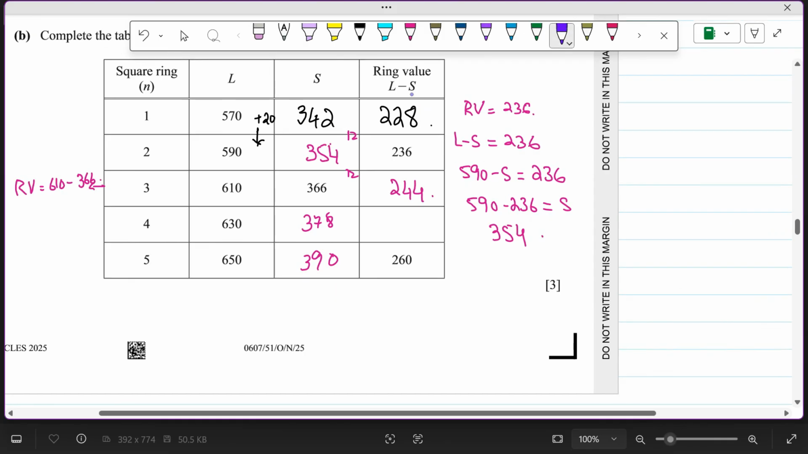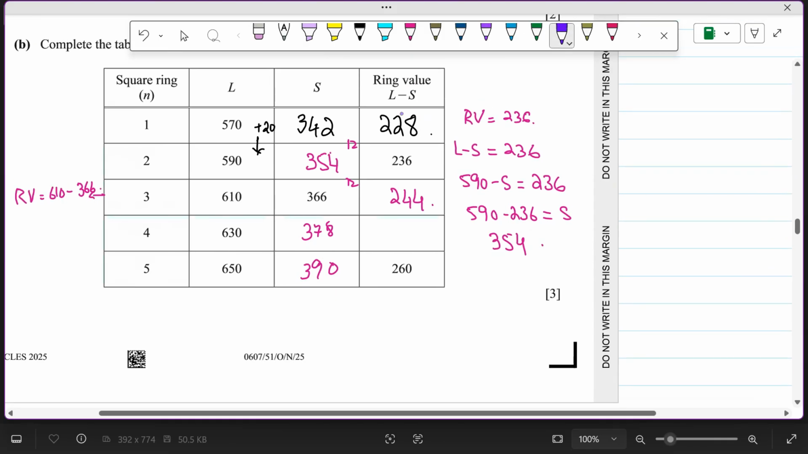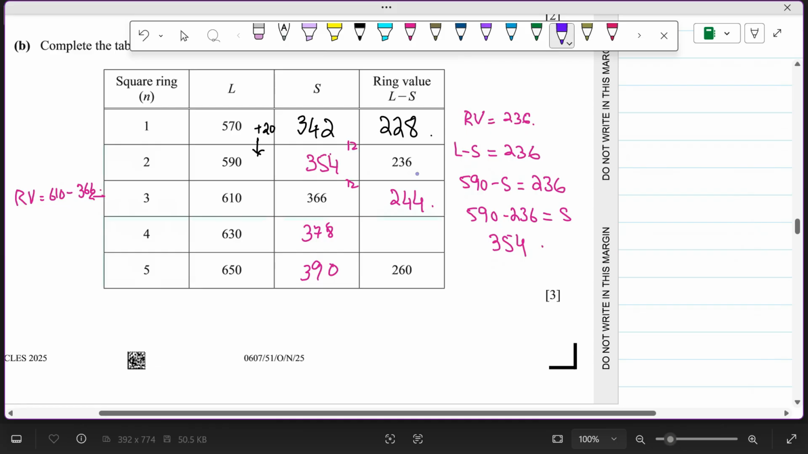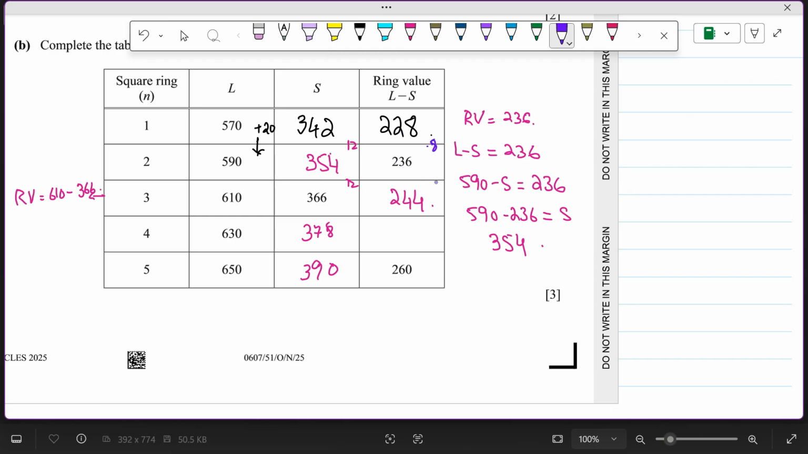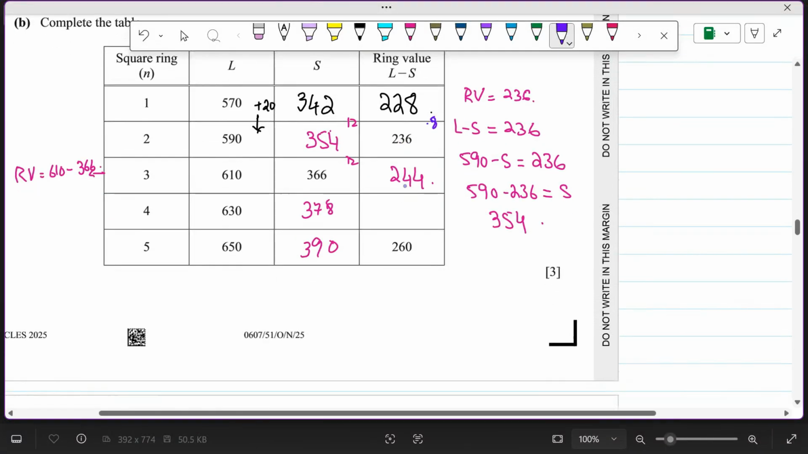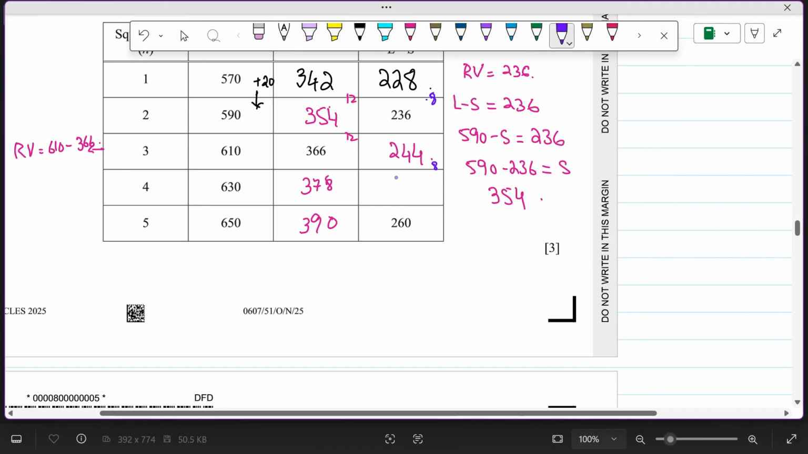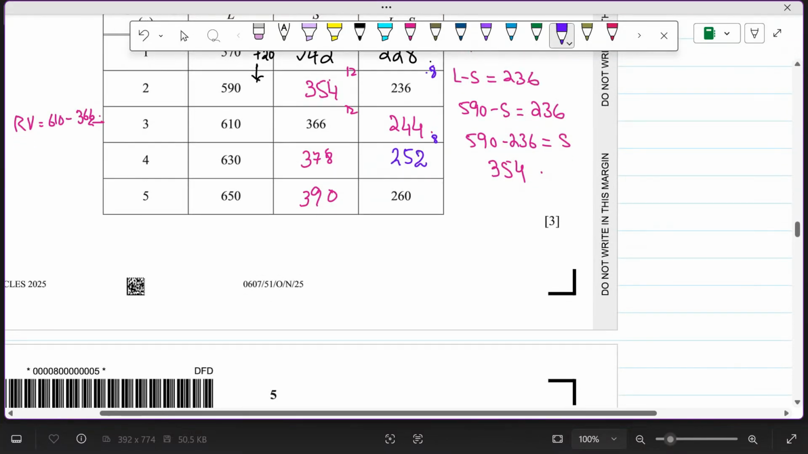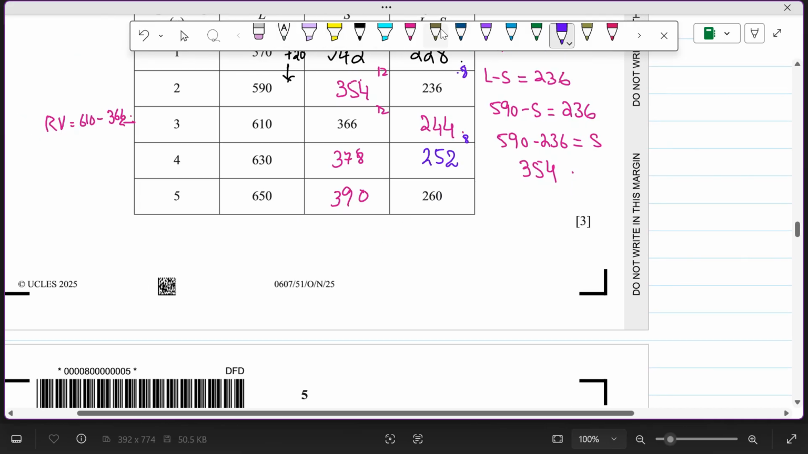Similarly, there should be some pattern for the ring values. For example, 228, then 236, then 244. There is a difference of 12. No, there is a difference of 8. When we add 8 to 228, we get 236. When we add 8 to 236, we get 244. When we add 8 to 244, we get 252. And when we add 8 to 252, we get 260. In this way, you can complete the table.